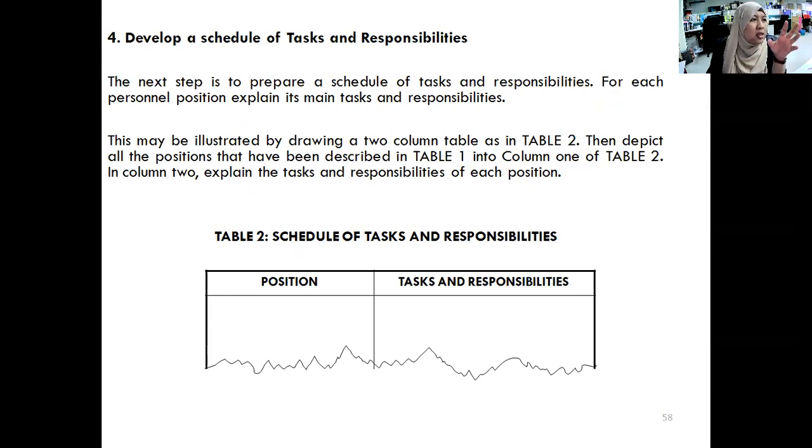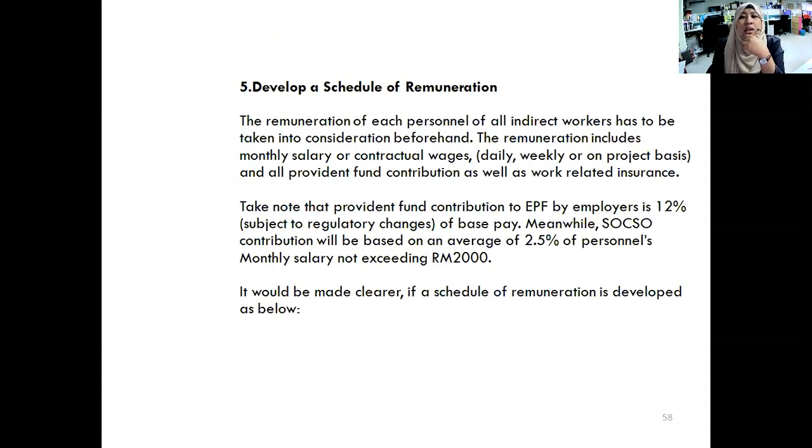What is the role of the managers? We have four, right? Managers of administration, managers of marketing, managers of operations, and also managers of finance and accounts, and also their task and responsibility, okay? And you have to put it into the table. Okay, this one, develop a schedule of remuneration.